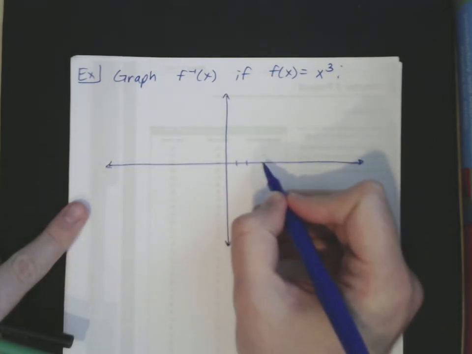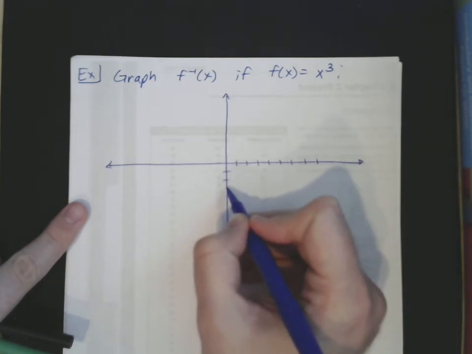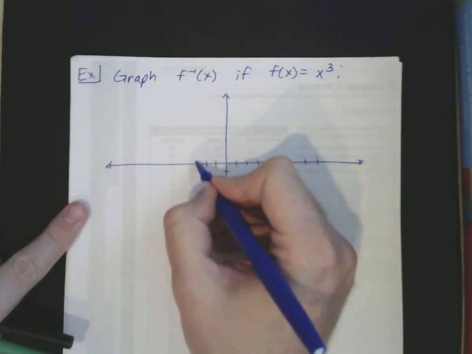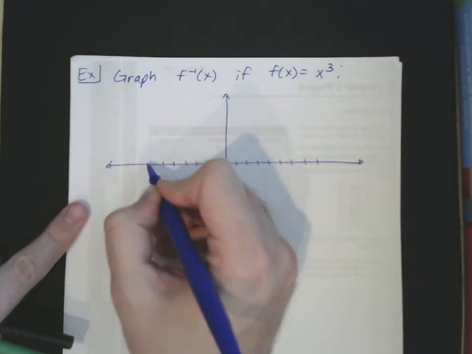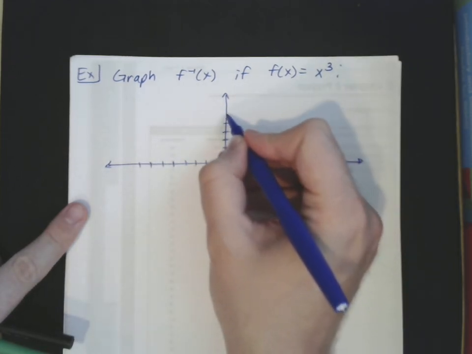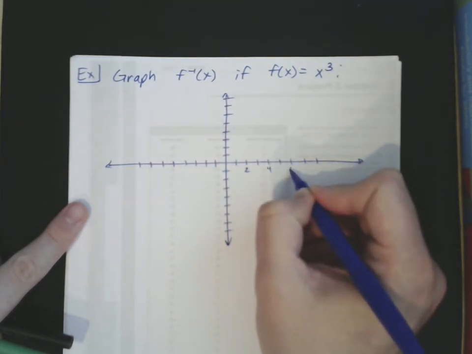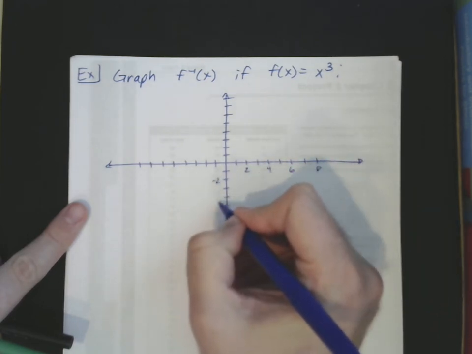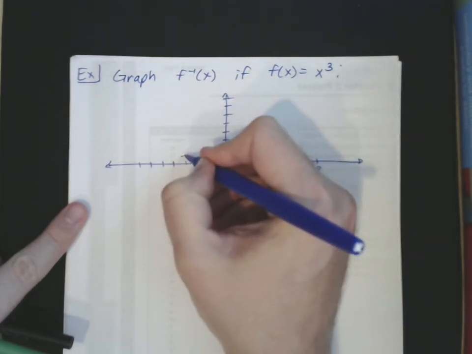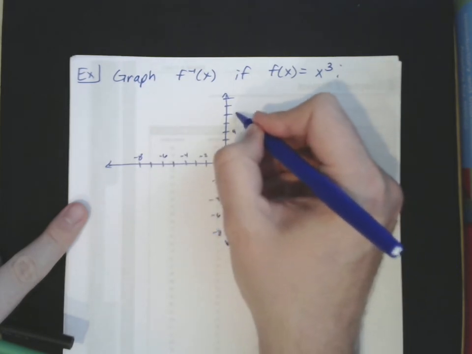1, 2, 3, 4, 5, 6, 7, 8. 2, 4, 6, 8. Negative 2, negative 4, negative 6, negative 8.